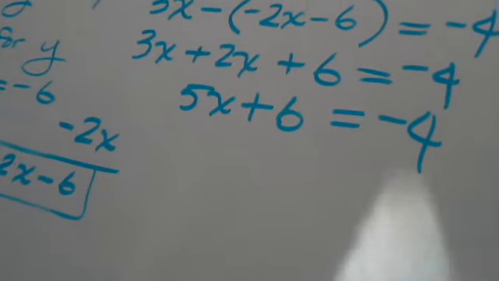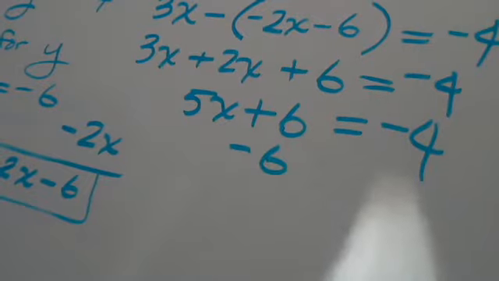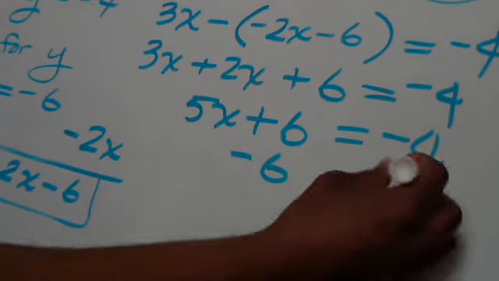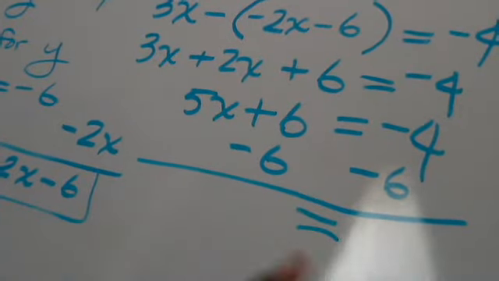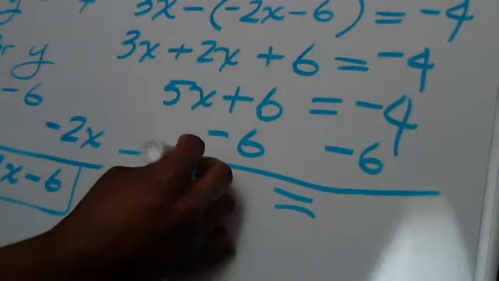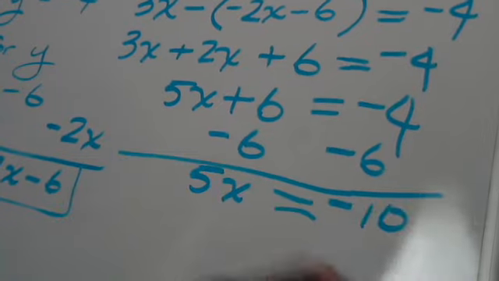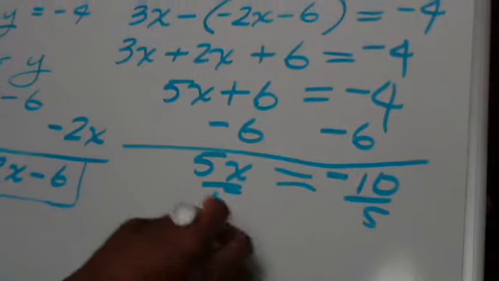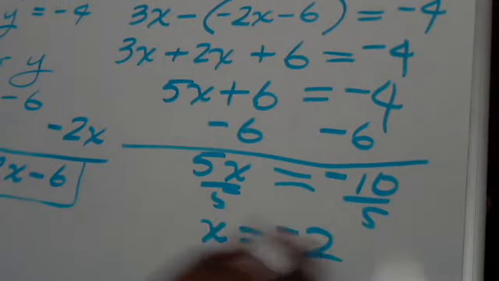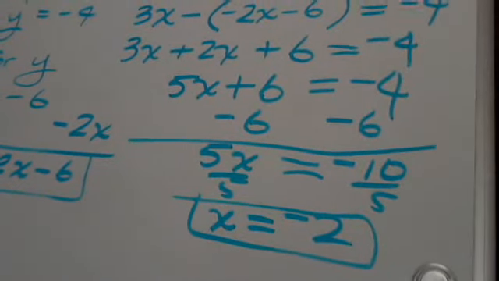That 6 and that 5 are giving me a problem. So first off, I'm going to handle that 6. Opposite of addition is subtraction. So I'm going to subtract off 6. That way I eliminate one of the things that are giving me a problem. So now I've got 5x is equal to -10, dividing both sides by 5. I find that x is equal to -2. That's one part of the ordered pair.